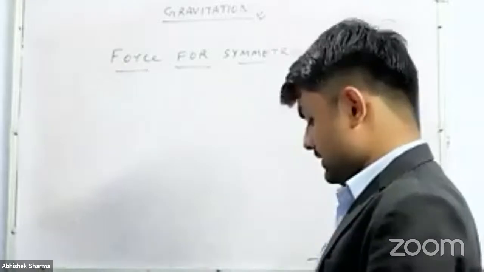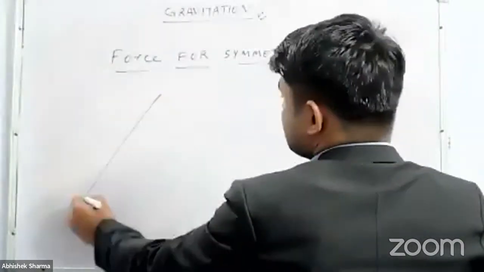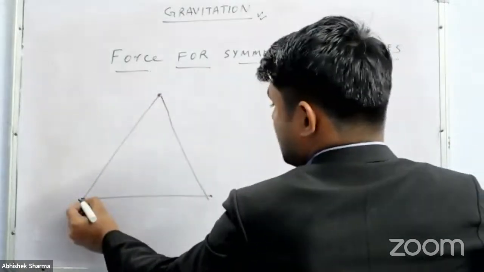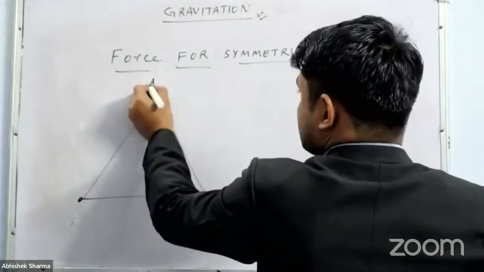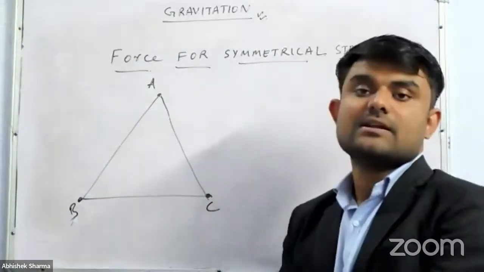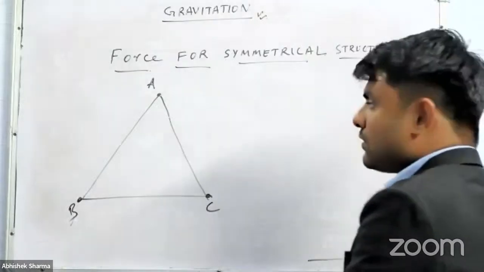Now we'll see the equilateral triangle case. We know that for an equilateral triangle, all angles are equal.